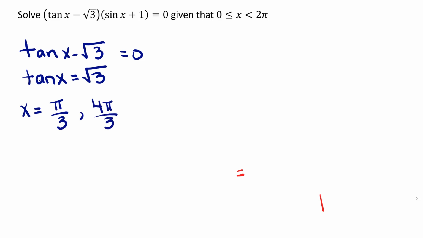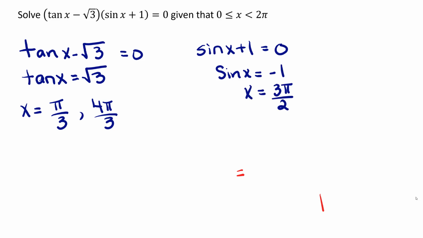Now, if we look at sine x plus 1 being 0, that means sine x is going to have to be negative 1, which means that x would be 3 pi over 2.